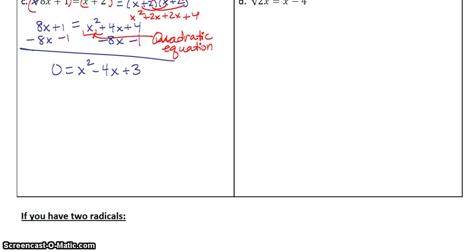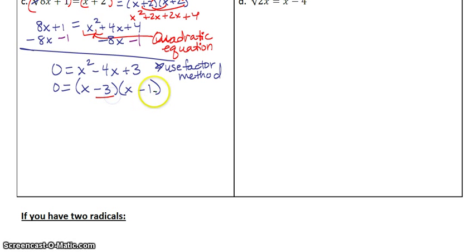So what I would do is I would factor this, and this is the part that I hope we have practiced, but I will factor this, so I'm looking for two things that multiply to be a positive 3, but add to be negative 4. The only way I can make that happen is with negative 3 and negative 1. So, and here's what I'm thinking. Negative 3 times negative 1 is positive 3. Negative 3 plus negative 1 is negative 4.